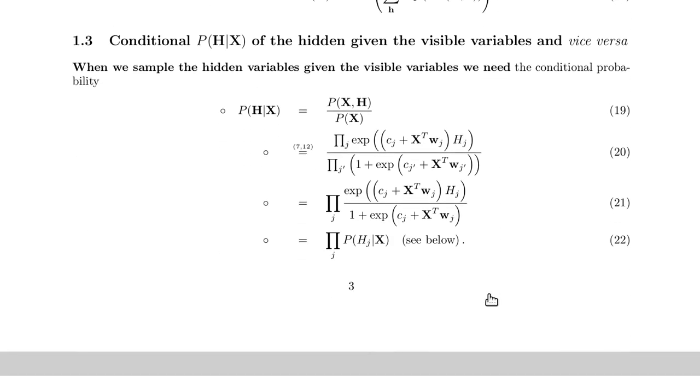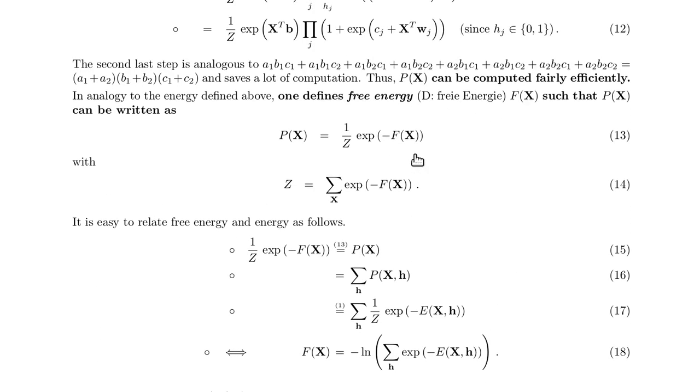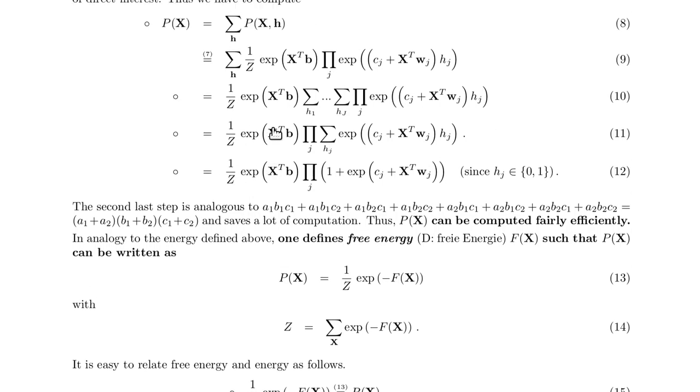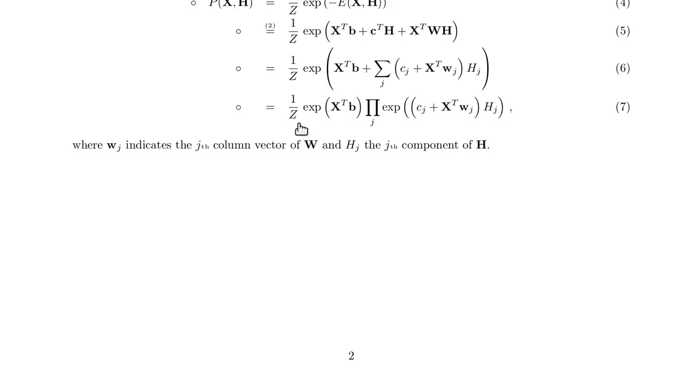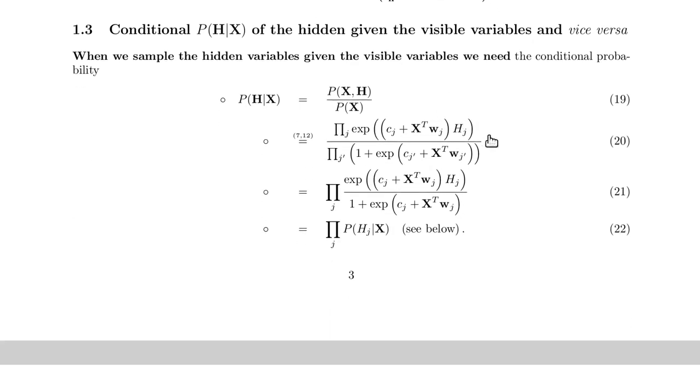Okay, now we look at the conditional P of h given x. Standard Bayesian formalism gives us this equation: we divide P of x and h by P of x. We have both of these expressions, so we plug them in here. These are equations number 7 and 12. Equation 12 has a prefactor, but equation number 7 has the same prefactor. So if we divide these two terms, we can cancel the prefactor, so the prefactor is missing here. But these are the terms that we have had in the two equations.